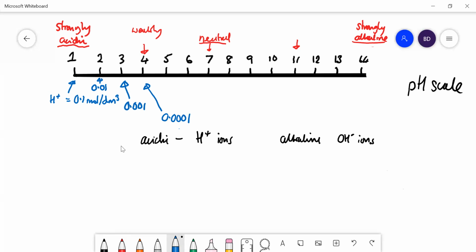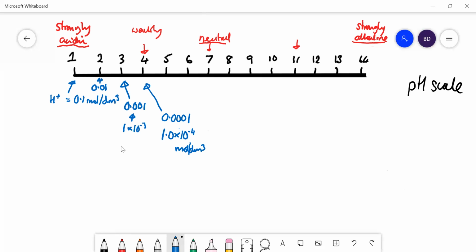Now there, it gets a bit silly with all these zeros after that, so it's much easier to write that in standard form, and you write that in standard form as 1 times 10 to the minus 4 moles per decimeter cubed, or the units again, just to remind you what does have a unit. This would be 1 times 10 to the minus 3. This one would be 1 times 10 to the minus 2. That would be 1 times 10 to the minus 1.